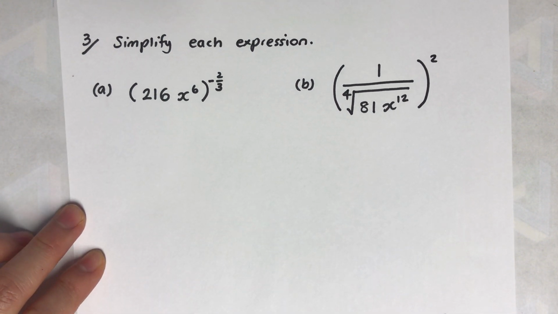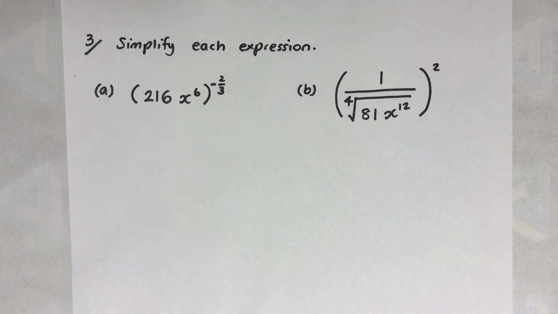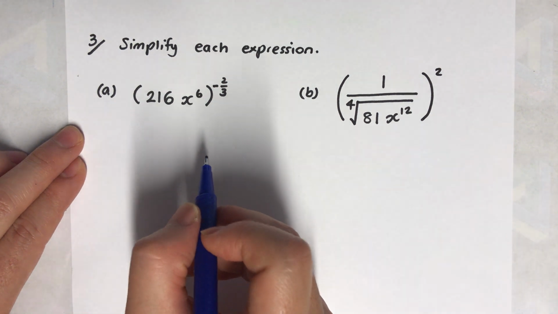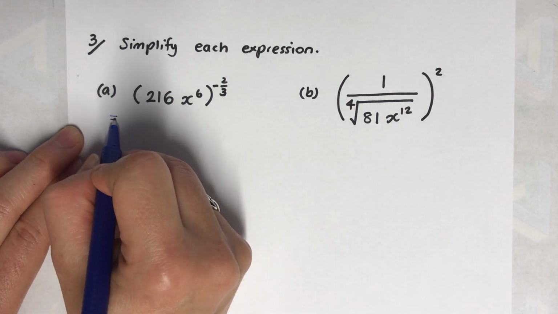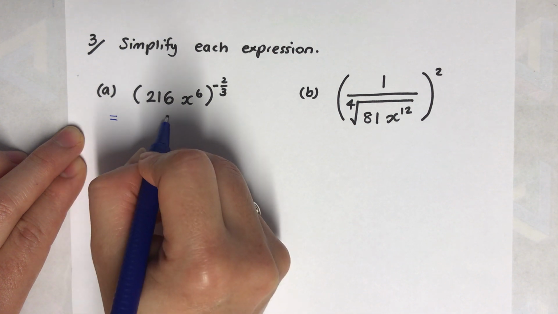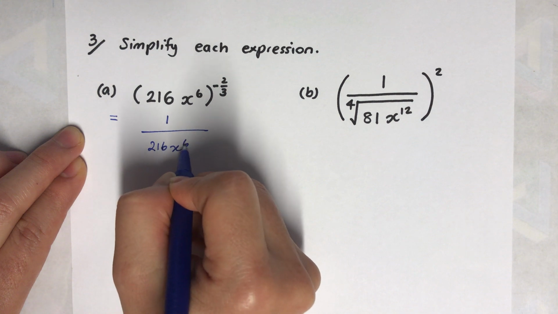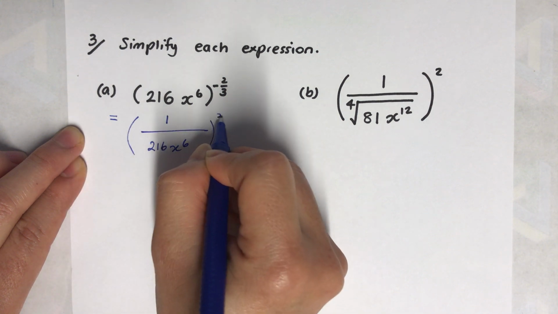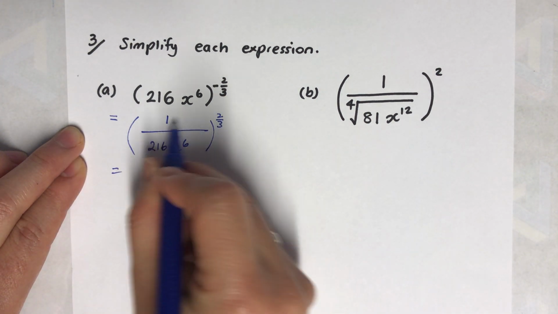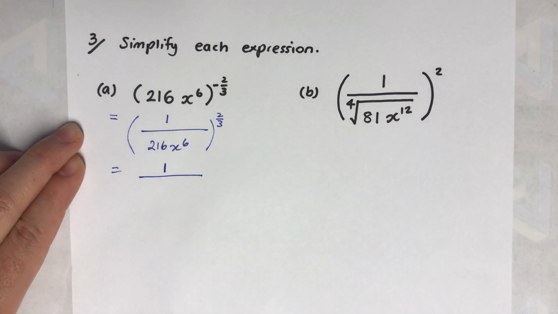Question 3. Simplify each expression. Okie dokie. So let's have a look. Now 216, x to the power of 6. I'm going to change this one into non-negative power. So it'll be 1 over 216. Okay, simple. And power of whatever it is with a base 1 is just 1. So I don't have to worry about that part.